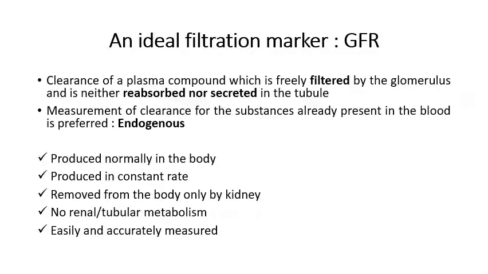So here, an ideal filtration marker is always used for glomerular filtration rate. It is the clearance of a plasma compound which is freely filtered by the glomerulus and neither reabsorbed nor secreted in the tubule. So the feature to become an ideal filtration marker is that it should preferably be an endogenous substance. That means the measurement of the clearance is for substances which are already present in blood. That is the meaning of endogenous substance.